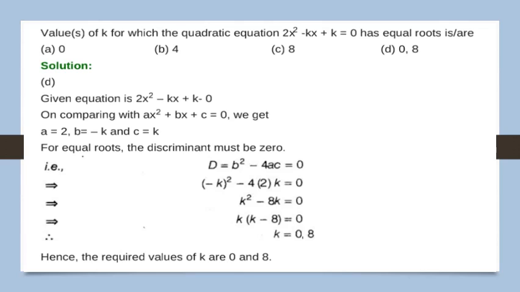Because here the root value of x is not given, for that we must check what type of equation it is, what is the nature of the roots, whether the roots are equal or different. This is given when we calculate the discriminant, because here equal roots are given. Equal roots means what? Discriminant equals 0. So that we will write to find the value of k.